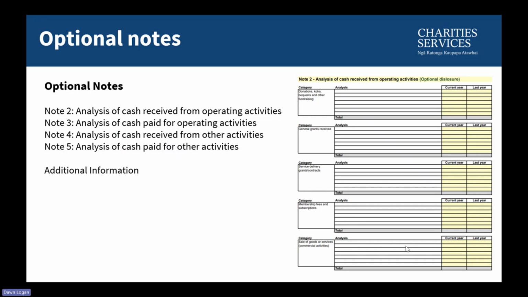Note 2 is analysis of cash received from operating activities. Note 3 is analysis of cash paid for operating activities. Note 4 is analysis of cash received from other activities. And Note 5 is analysis of cash paid for other activities.